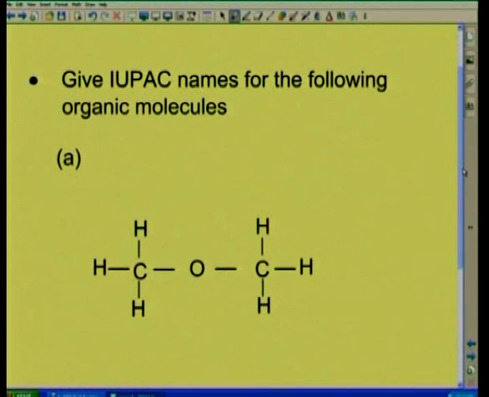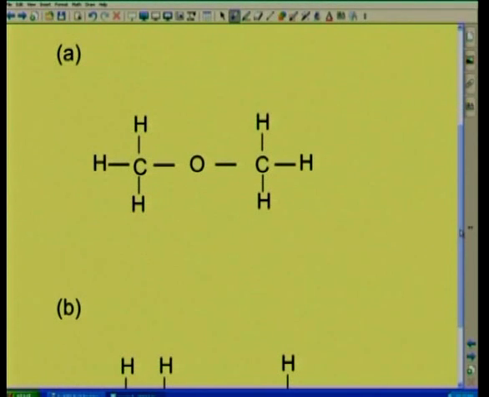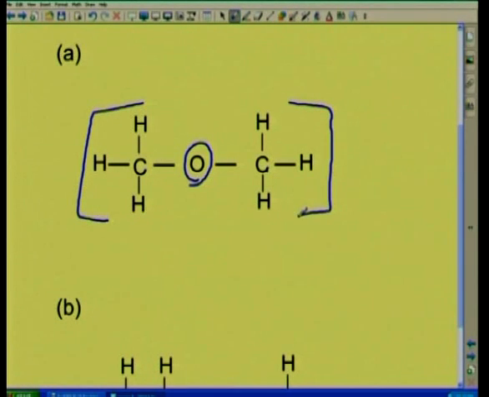Giving the IUPAC names for the following organic molecules. Let's look at it. Because there is an oxygen atom between carbon atoms, it's an ether. But then what is this part here and what is that part here? You will see these are methyl groups. So this is a methyl and that is a methyl. So this will be dimethyl ether.